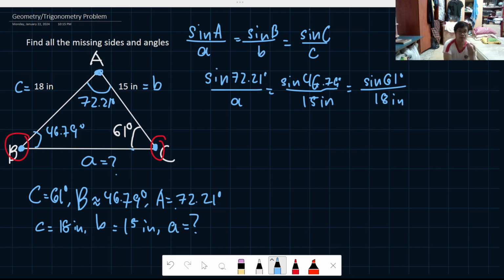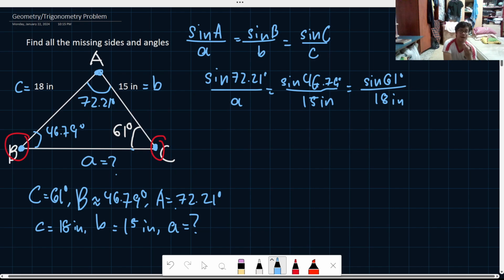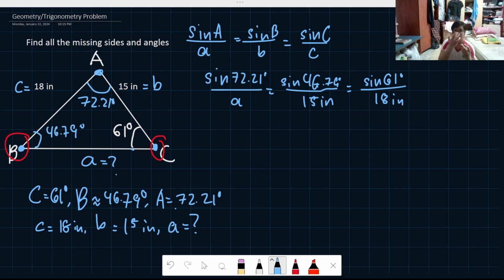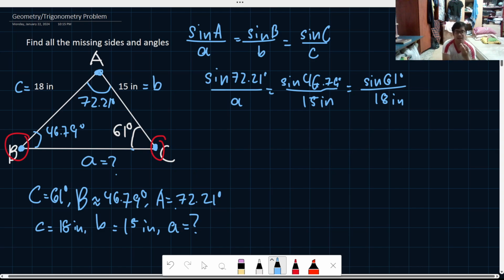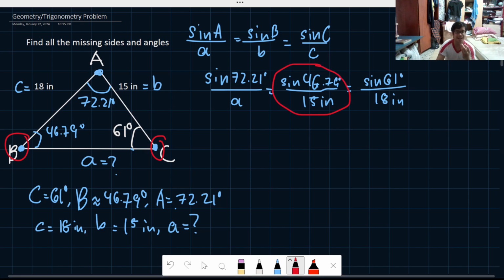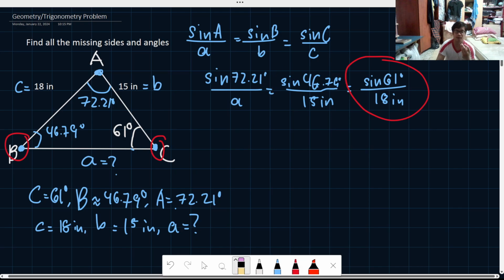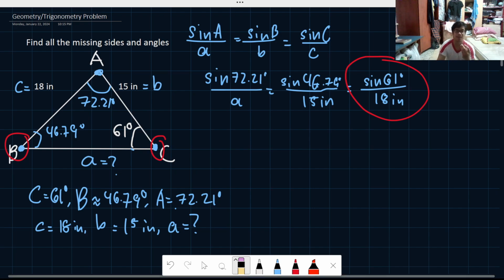Now, how are we going to find A? It's just the same as what we did earlier. First, pick one fraction that has a given side and a given angle. Pick any. You can either pick this one because it has an angle and a side, or this one. It's up to you. For me, I would rather pick this one. I have trust issues when it comes to decimals, so I would rather pick this one.